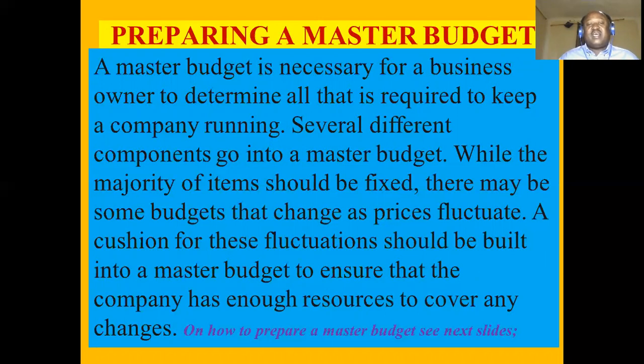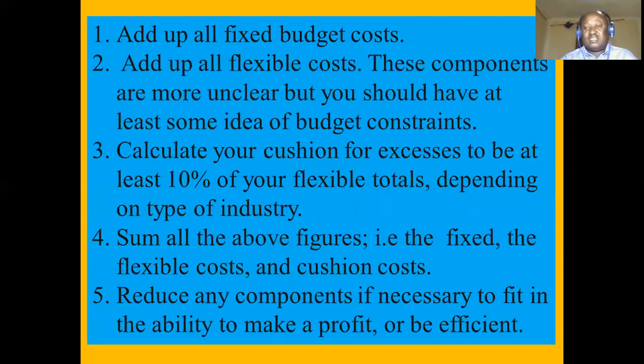When we talk of cushion, sometimes we give what we call a contingency in our organizations. Things may be what we have planned, or there could be a slight change. So that allowance is given in terms of percentage. Some organizations could put 10%, some 5%, depending on the experience. Now, on how to prepare a master budget, let's look at the next slides.